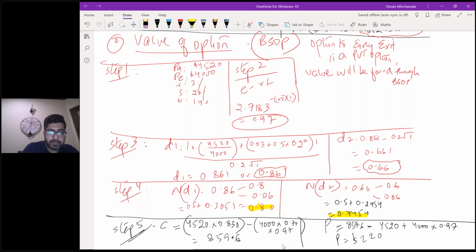Make it 0.8051. There was a calculation mistake slightly. Thanks for the student who told me this. Slight change in values then.